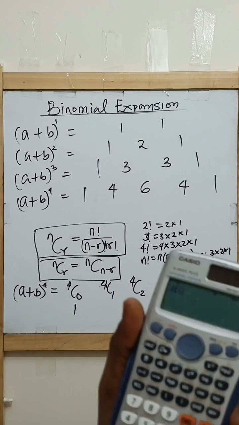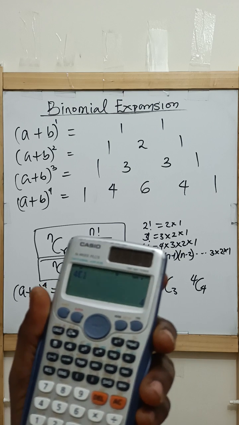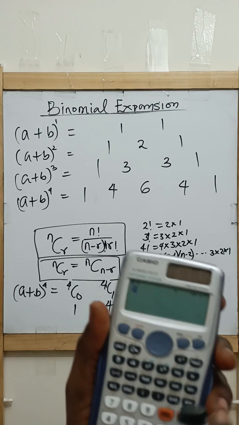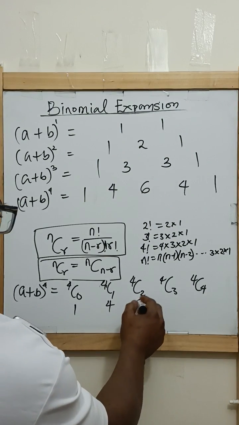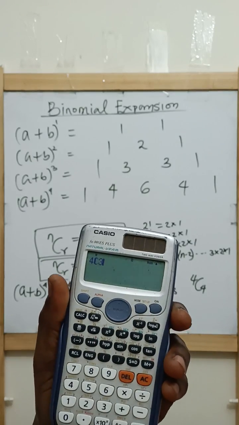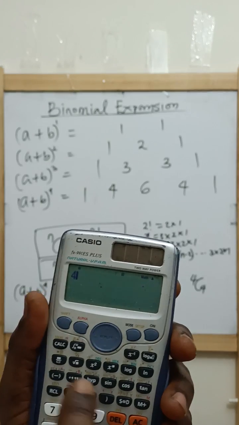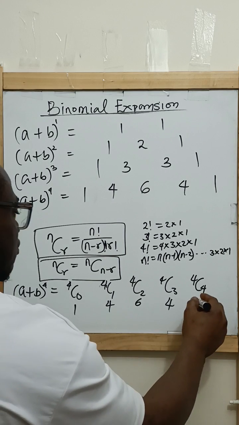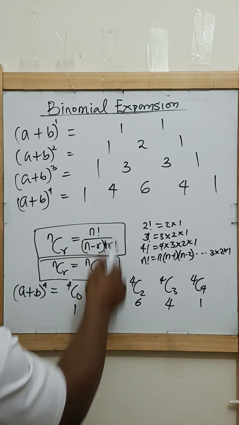4C1: this is going to be 4, shift, combination, 1. That's 4. Now 4C2 is 6. 4C3 is 4. And 4C4 is 1. So what do we observe? We see that these values are the same as the values we got from the Pascal triangle.